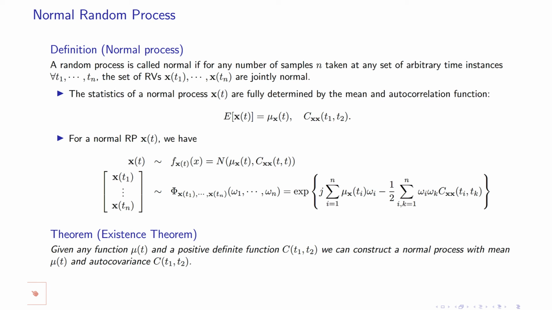The existence theorem says that given any function mu(t) and any positive definite function, this is a valid joint distribution. Therefore, based on the existence theorem, there exists a normal random process with this mean and correlation. So in summary, if you talk about a mean and a correlation function which is positive definite, then we are okay. We don't need to make sure that something exists.